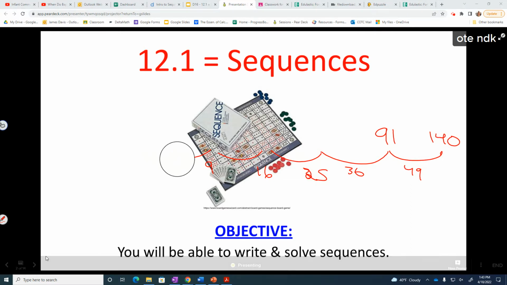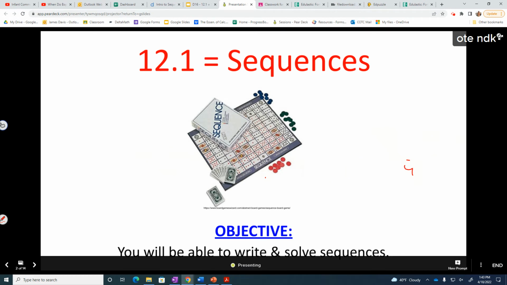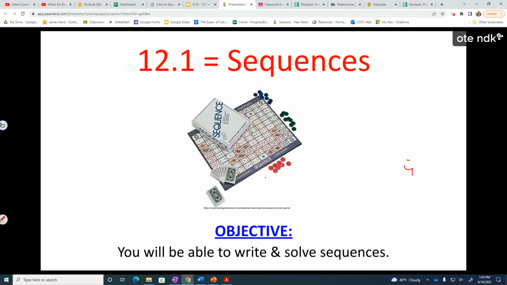Has anybody played the game Sequence before? Yes, my mom plays it. And I hated it. I've never played it before, but other people have had pretty good reviews on the game actually.